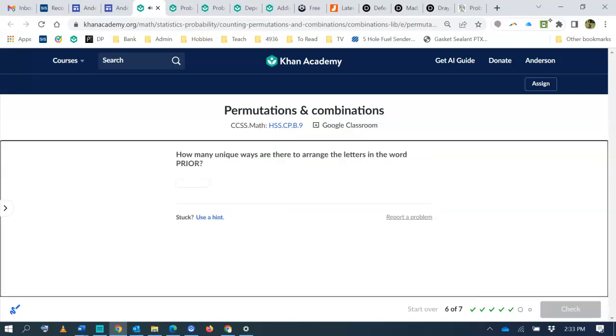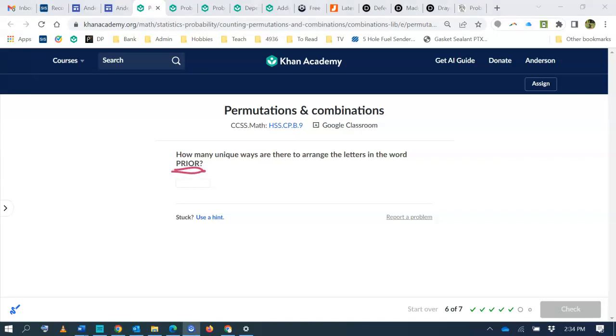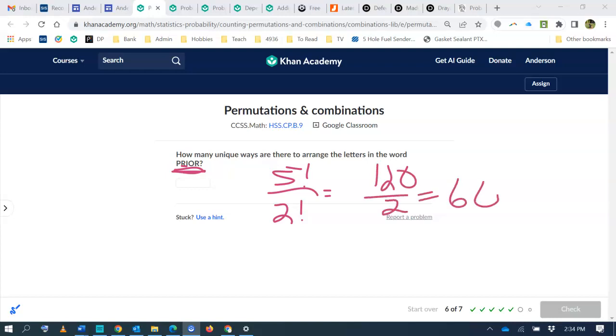Okay. How many ways are there to arrange the letters in the word prior? All right. So 5 factorial is our answer. We have 5 letters. However, we have 2 r's, so we're going to do 5 factorial divided by 2 factorial. 5 factorial is equal to 120. And divide that by 2, we get 60.